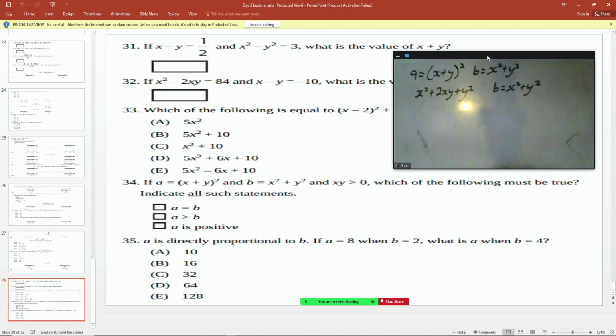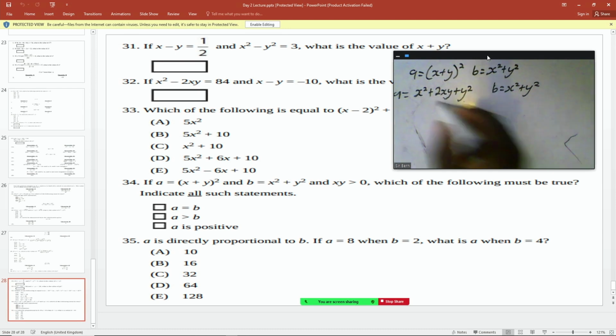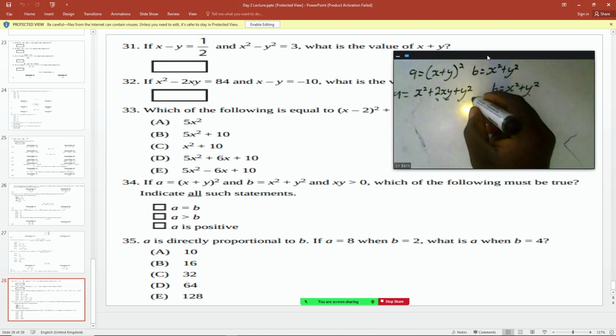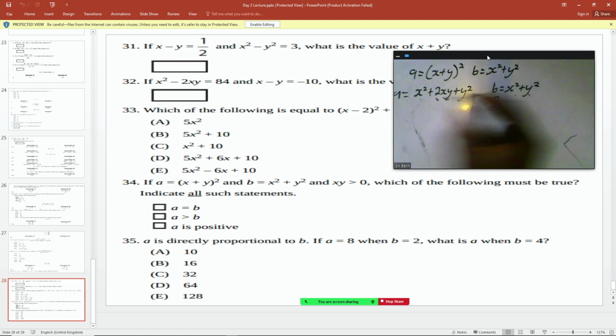And the question said that xy is greater than 0. So from this, A and B are not equal. A has an excess of 2xy. B doesn't have that, so they are not equal. Then comparing, we can say A is greater than B because we all have this, but A has this more. And the question limited us that xy is greater than 0, so you cannot tell me that xy is negative. So 2 times a positive number will still be positive, so A is greater than B.